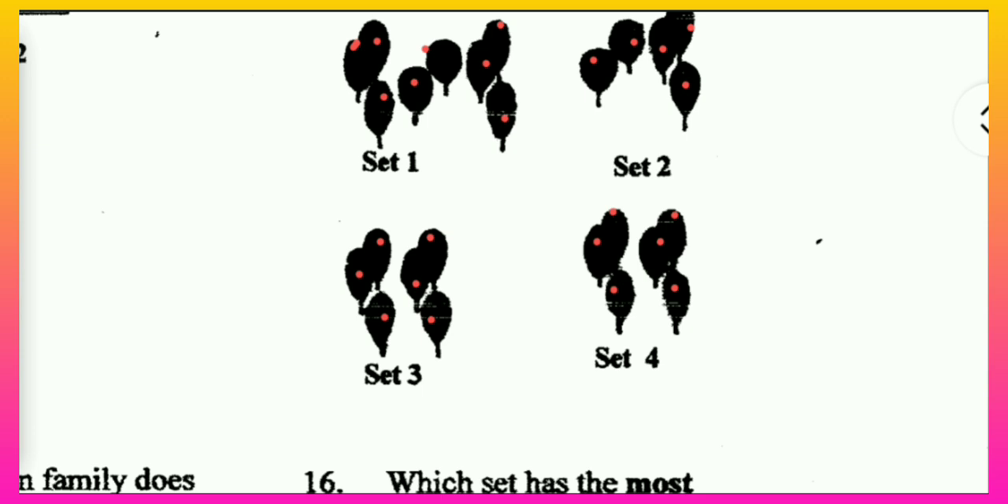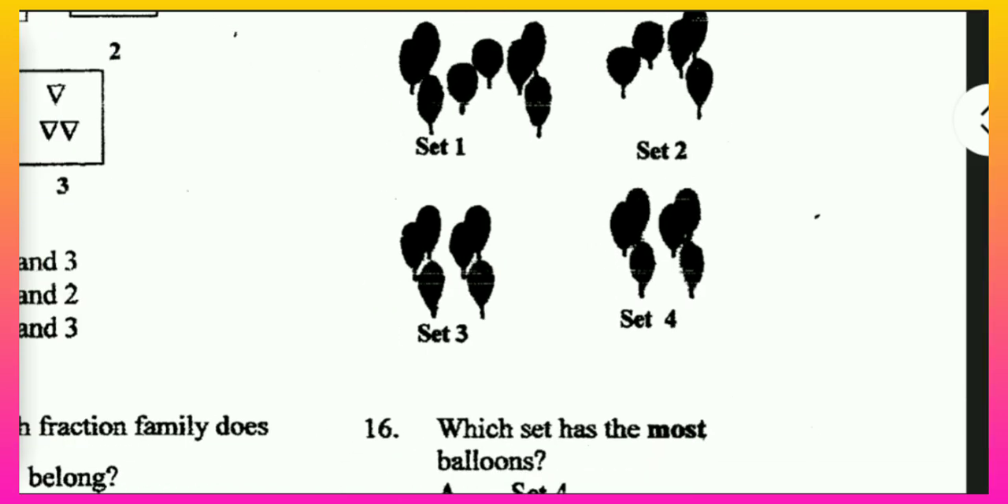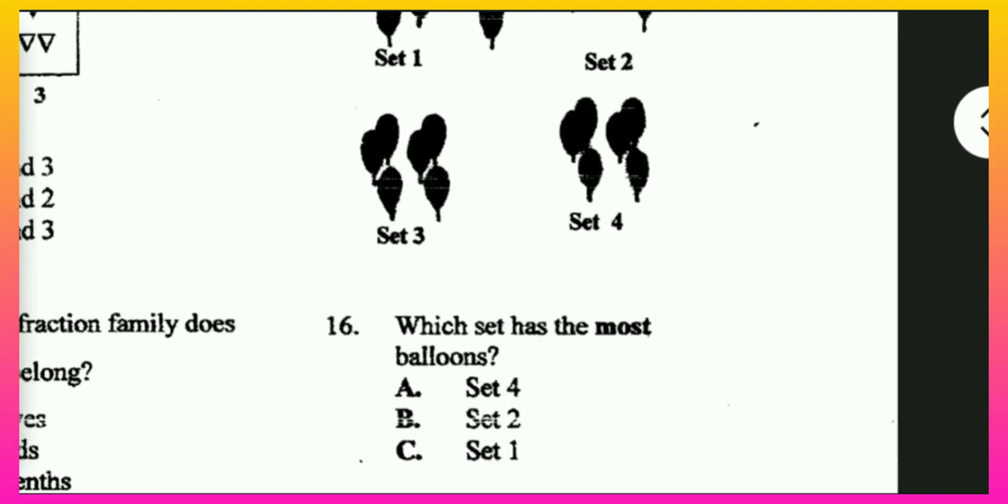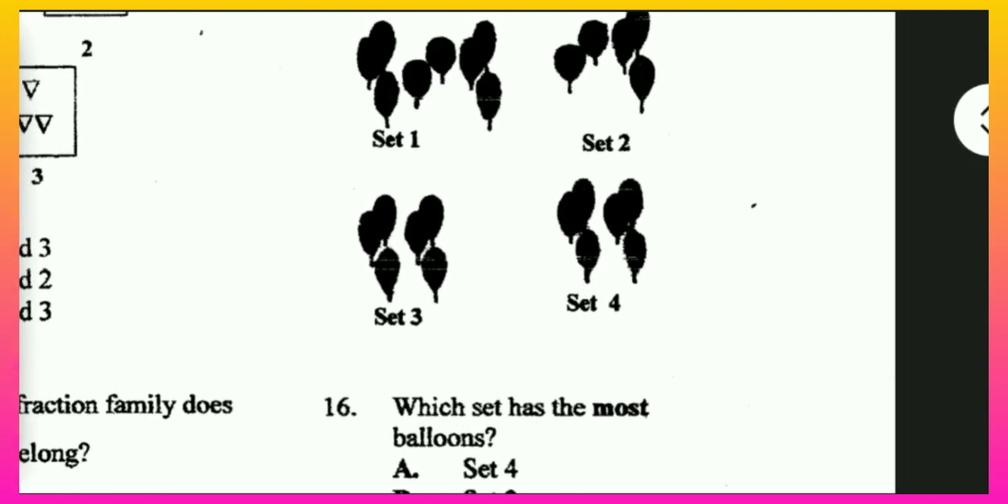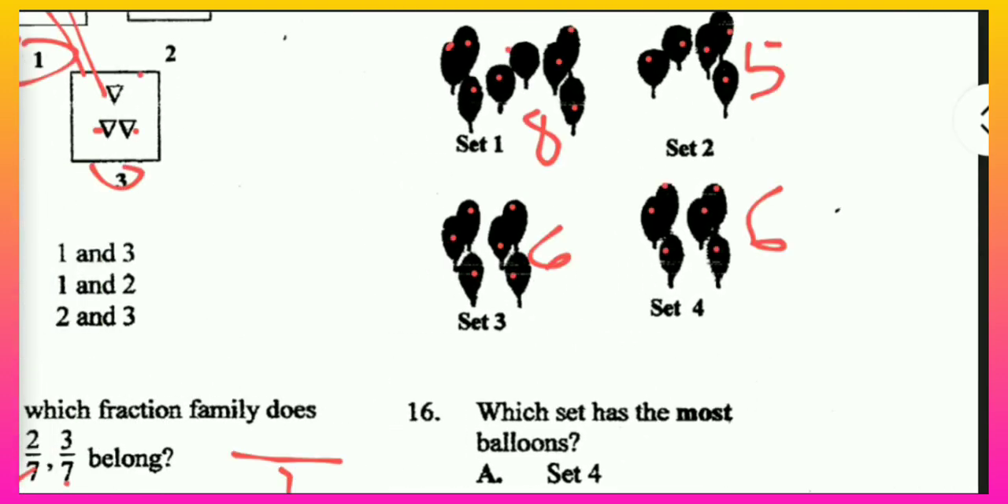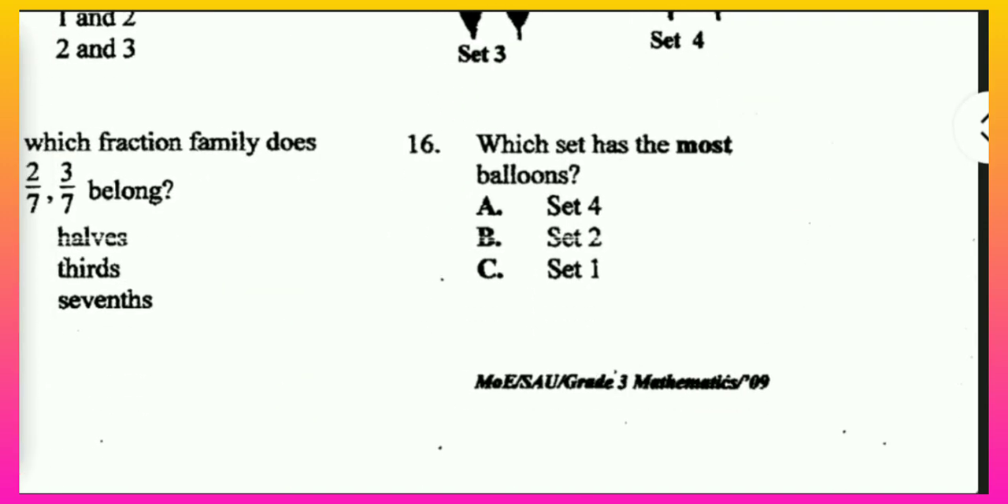So we should put the number in. This is 8, I think. This one is 5. This set has 6. And this set also has 6. Because we don't know what they're going to ask us, it might be good to just put the number down. Which set has the most balloons? We didn't even have to count, because just by looking, it's set 1. Alright, so set 1 is at C.